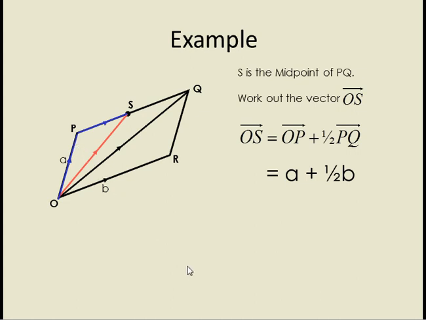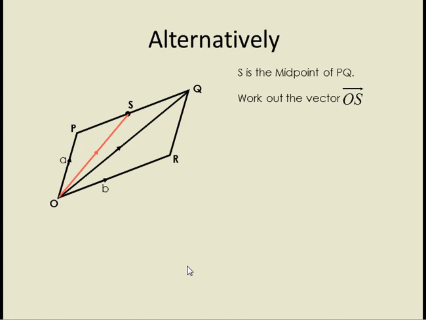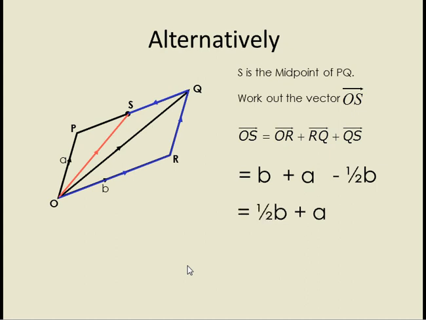But of course, there's another way to do it. We start at O, then go to R, and then go to Q, and then go back to S. So we've got OR is B, RQ is A, and QS is half as long as B in the opposite direction, so it's negative a half B. Simplifying that, you get half B plus A, you get A plus half B.